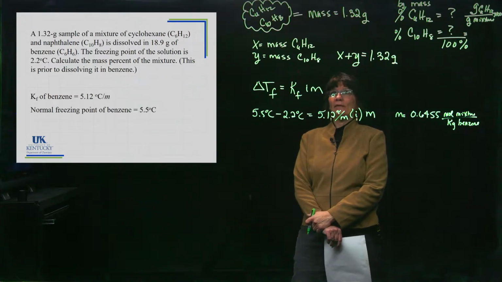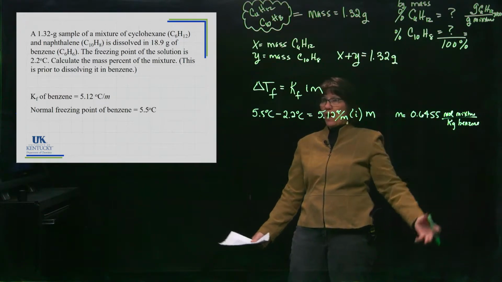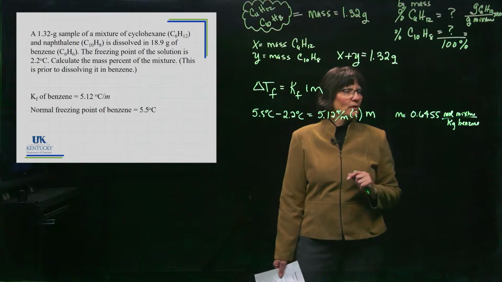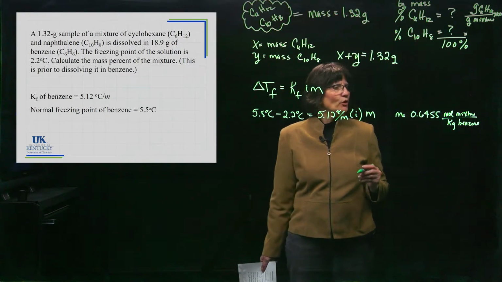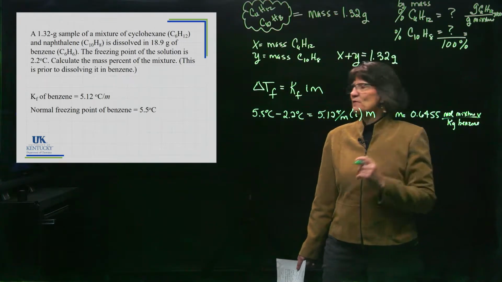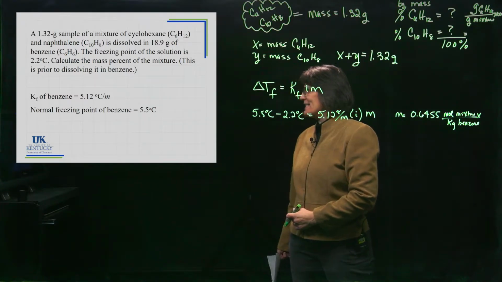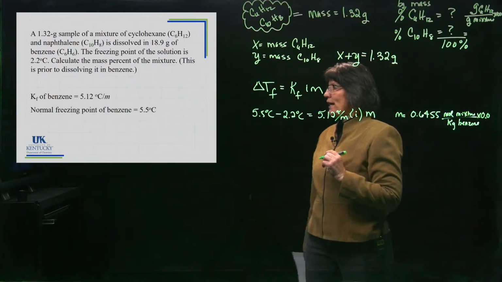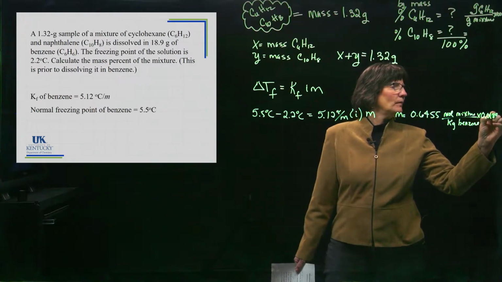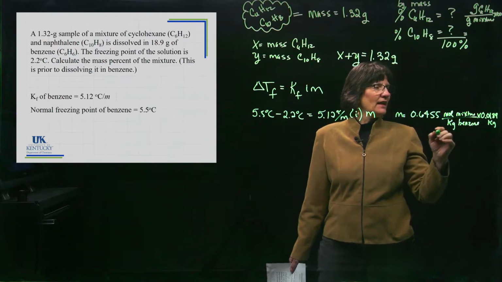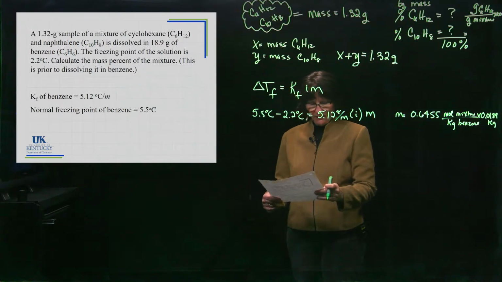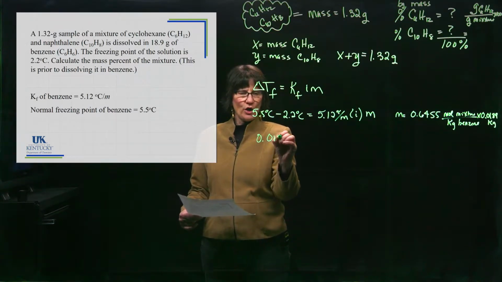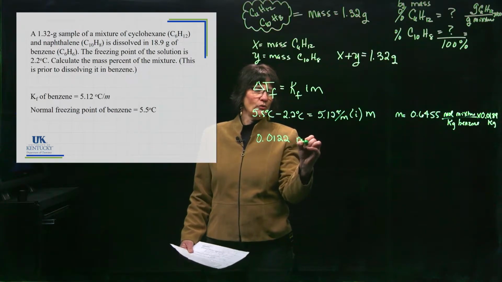That doesn't help me yet. I don't have an X and a Y in there. Let's get rid of the benzene and work just in moles of the mixture. How would I do that? Well, let's multiply by how many kilograms of benzene I have. What do I have? 18.9 grams of benzene is 0.0189 kilograms of benzene. The kilograms are going to be canceling, and I'm left with moles of the unknown: 0.0122 moles of the mixture.